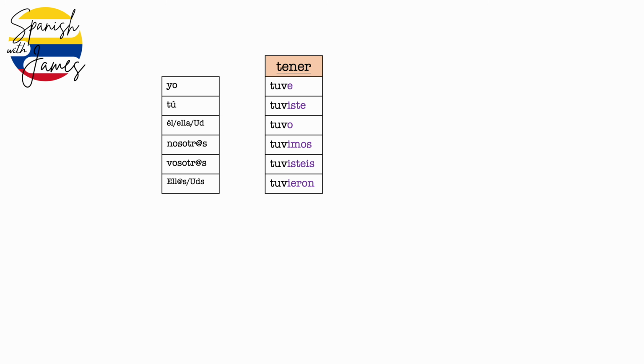So to start off with, we're going to be looking at our verb tener. This is really the main verb I'd recommend you learn in the preterite tense, because once you know this verb, we're going to use its endings for loads of other verbs.